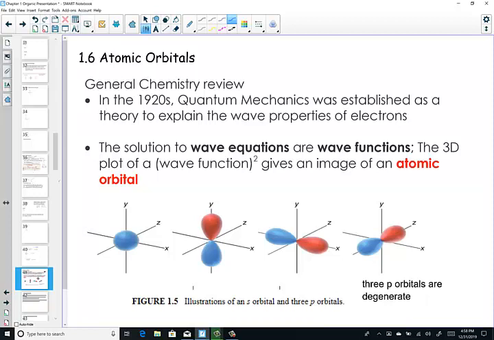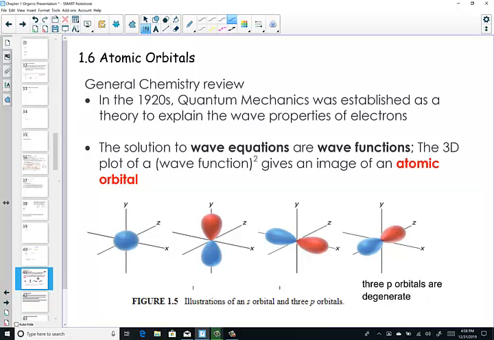Our next section reviews atomic orbitals, those s, p, d, and f-shaped orbitals from quantum mechanics. This is the section where you learned how to write electron configurations, 1s2, 2s2, and so forth. And so just a little quick review of quantum mechanics: back in the 1920s was the established theory that explains the wave properties of electrons.